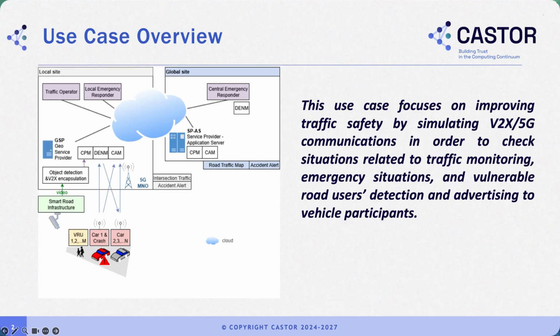We recreate a real urban intersection in simulation, and we use it to study three things: everyday traffic monitoring, emergency situations like accidents, and the detection of vulnerable road users, such as pedestrians and cyclists, so we can warn approaching vehicles in time.